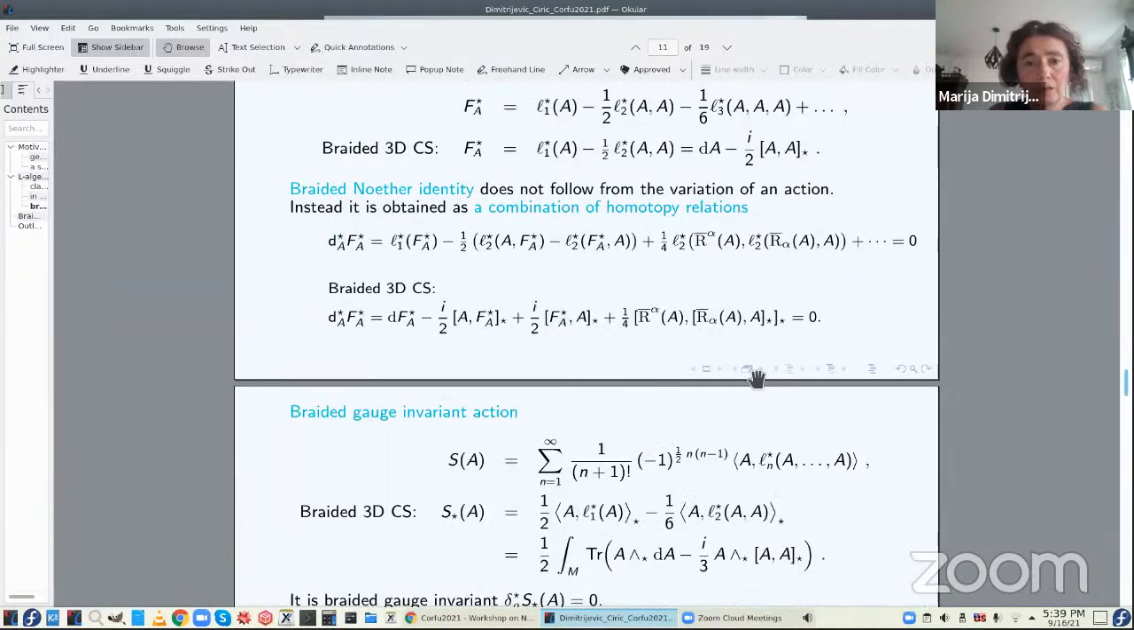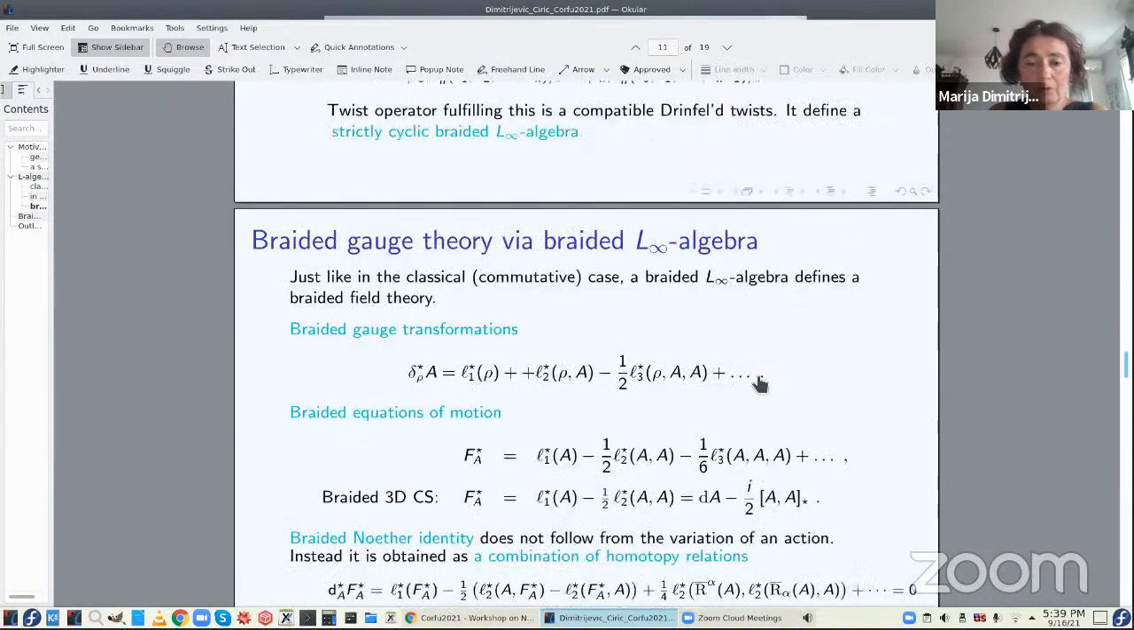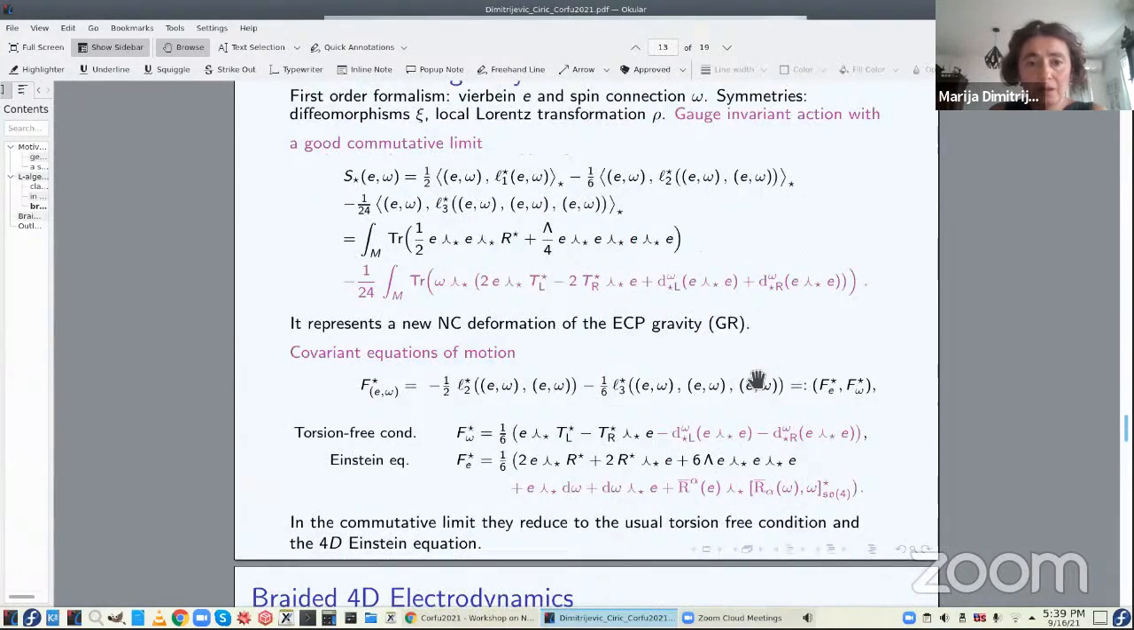What is new for sure is this action, for example, for the 4-dimensional gravity. So this is the action for the first order formalism, 4-dimensional gravity, and you have, I don't know how many, 4 new terms. And there, also the equations of motion are written here. So this is the deformation of the Einstein equation. And in pink, you have new terms, unexpected terms, and the torsion-free condition also has some new terms.